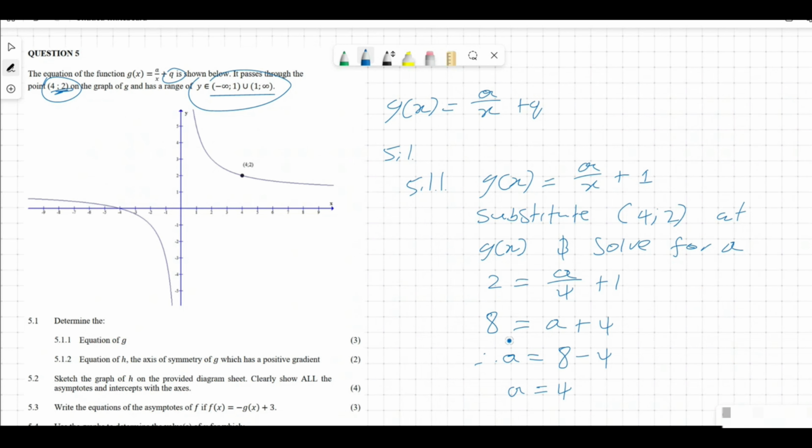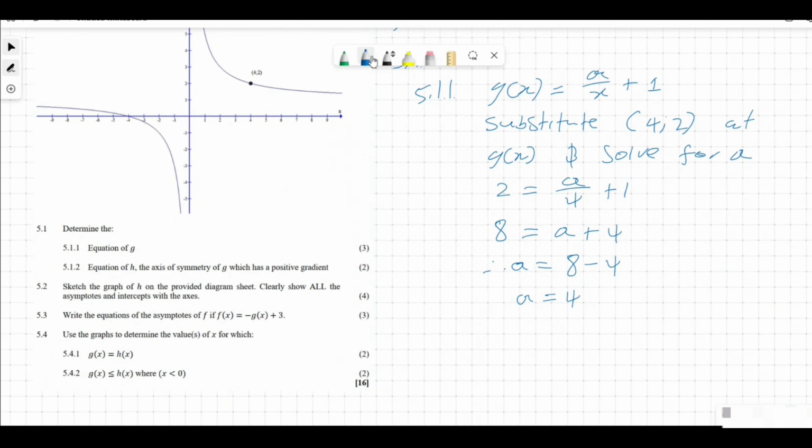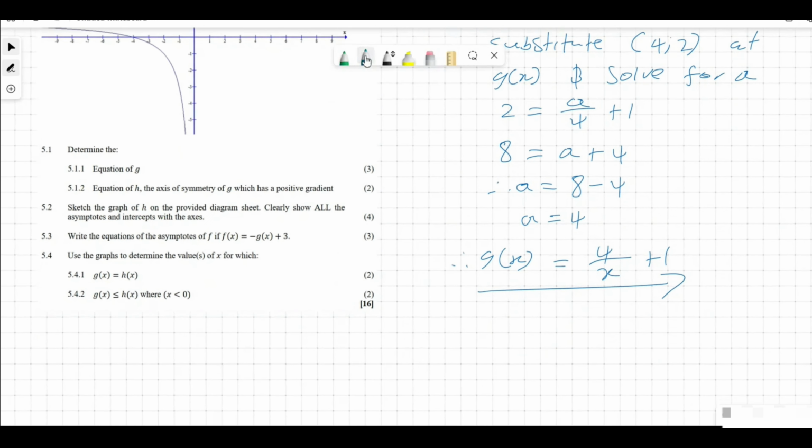So we got the value of a, and then you got the value of q. Then you write down your equation of g. You're going to see here it's 1 mark for the value of a, 1 mark for the value of q. Therefore, g of x equals 4 over x plus 1. You write down the equation.